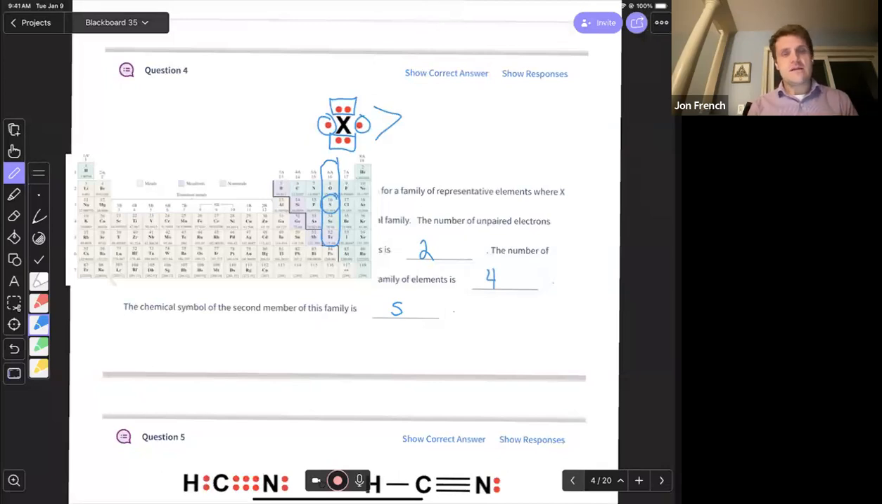A few of you got this wrong and were asking me about it because it asks for the symbol, and many of you just spelled out sulfur. So just read the question, answer the question that's written. Chemical symbol is S because it's just sulfur.